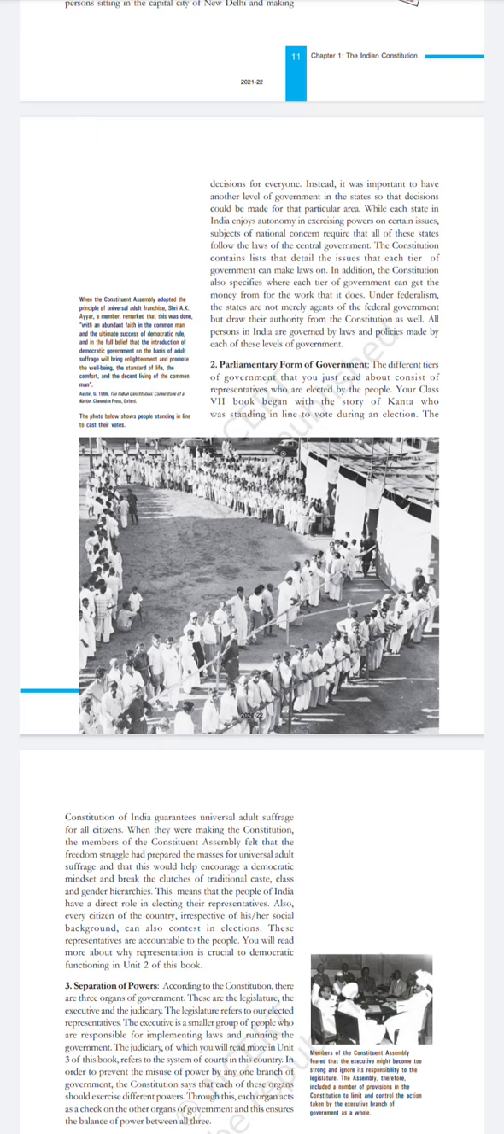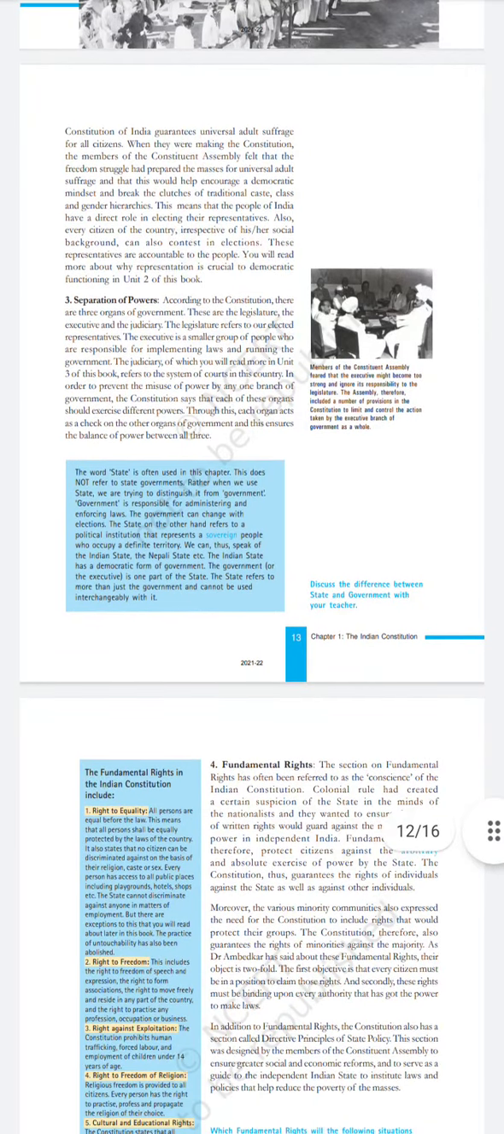Parliamentary form of government. The different types of government that you just read about consist of representatives who are elected by the people. Your class 7 book began with the story of Kanta, who was standing in line to vote during an election. The Constitution of India guarantees universal adult suffrage for all citizens. When they were making the constitution, the members of the Constituent Assembly felt that the freedom struggle had prepared the masses for universal adult suffrage, and thus that this would help encourage a democratic mindset and break the clutches of traditional caste, class and gender hierarchies.